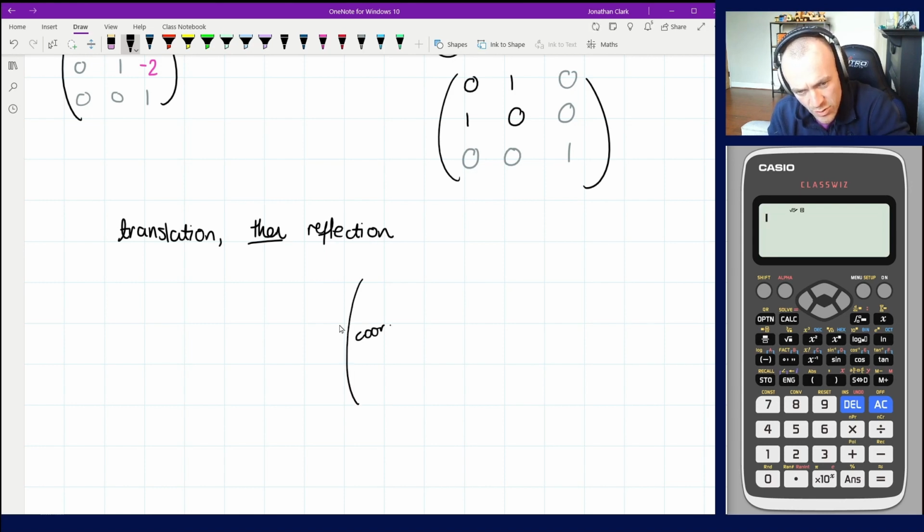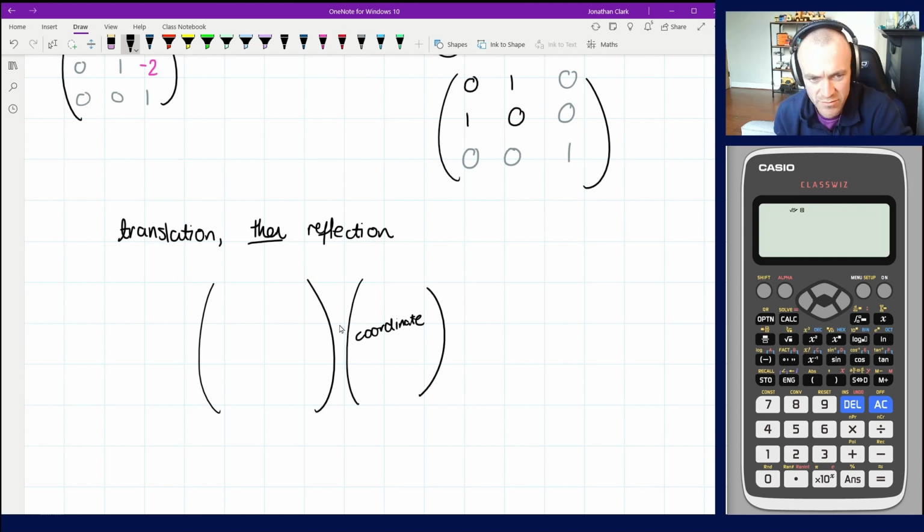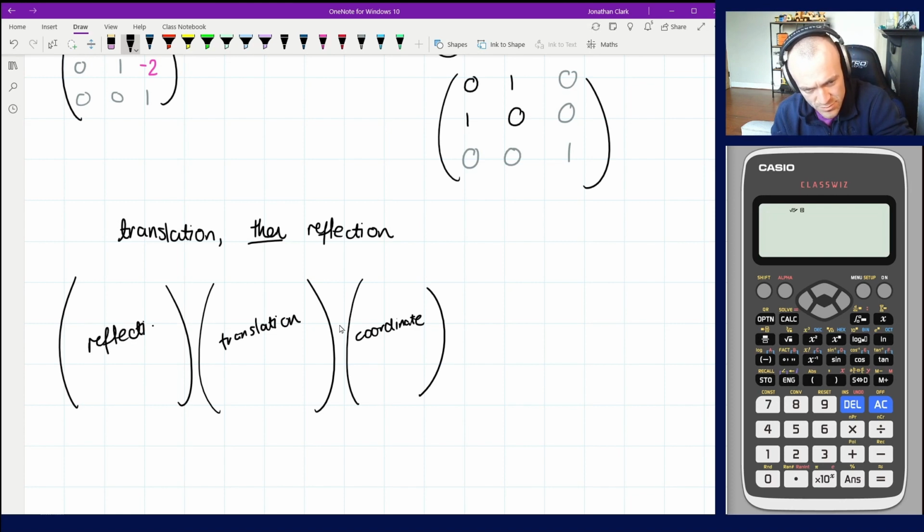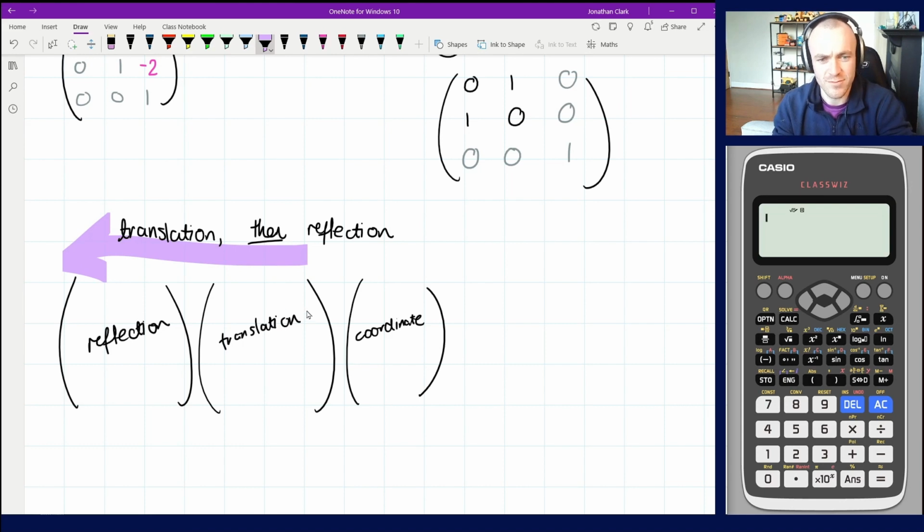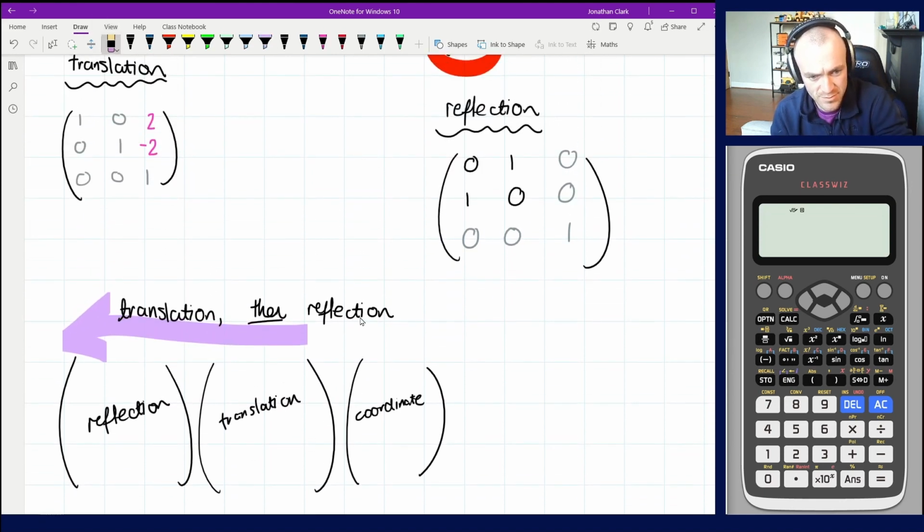What I need to make sure happens is when I'm doing my multiplication, I have my coordinate, whatever it is. I do the translation first. That is the matrix that's immediately next to the coordinate. And then I do the reflection. So what you might remember is it sort of builds its way outwards to the left. Okay, let's put these numbers into these matrices.